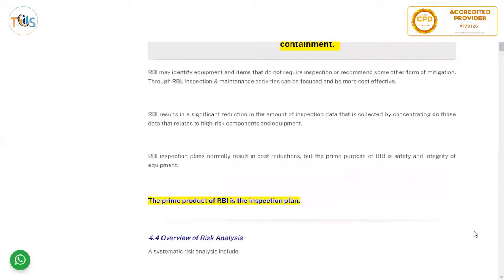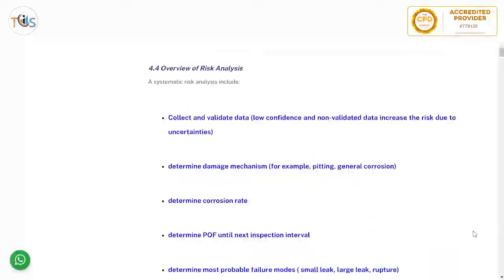RBI may identify equipment and items that do not require inspection or recommend some other forms of mitigation. Through RBI, inspection and maintenance activities can be focused and be more cost-effective. RBI results in a significant reduction in the amount of inspection data that is collected by concentrating on data that relates to high-risk components and equipment. RBI inspection plans normally result in cost reductions, but the prime purpose of RBI is safety and integrity of equipment. So the prime product of RBI is the inspection plan.